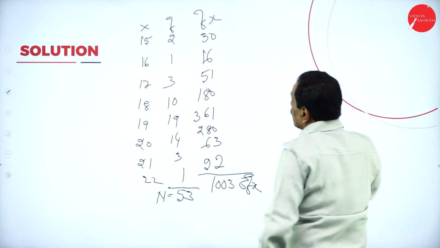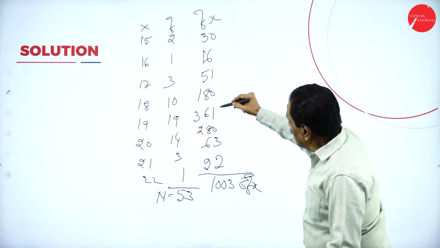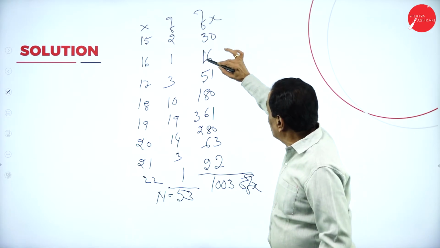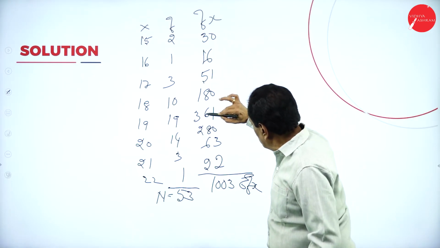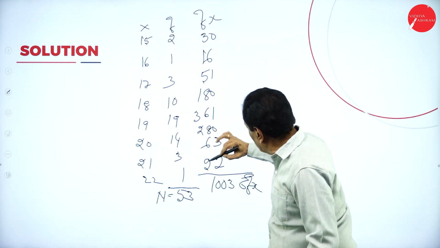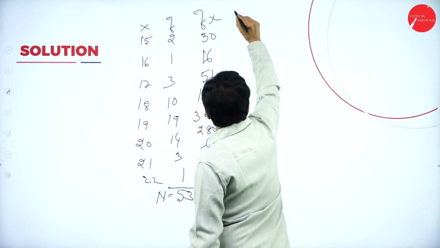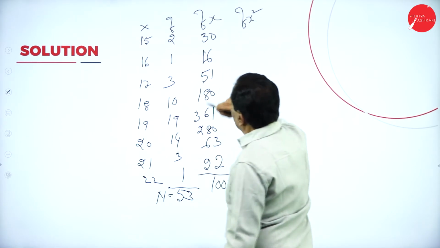Manually you can do: 6 plus 1, 7, 8, 11, 13, 1 plus 3, 4, 5, 10, 18, 24, 32, 38, 40, 5, 8, 10. 1003. What is the next step? Fx square. What is fx square?